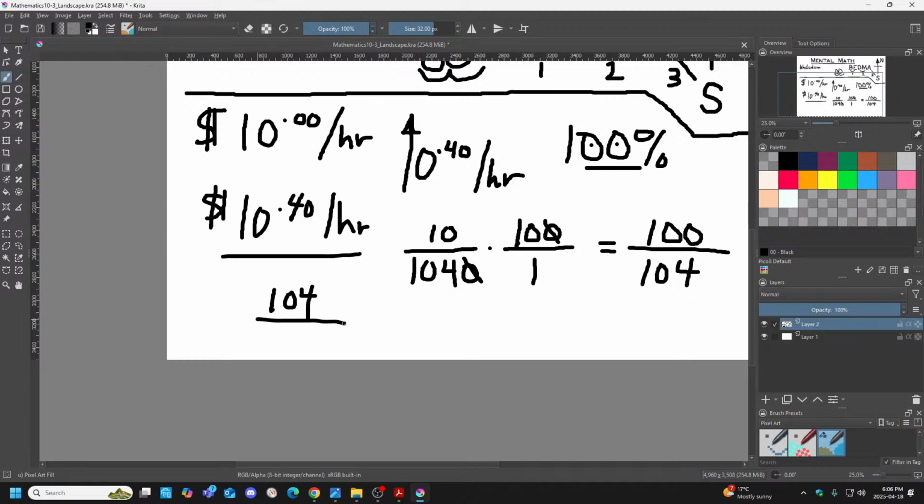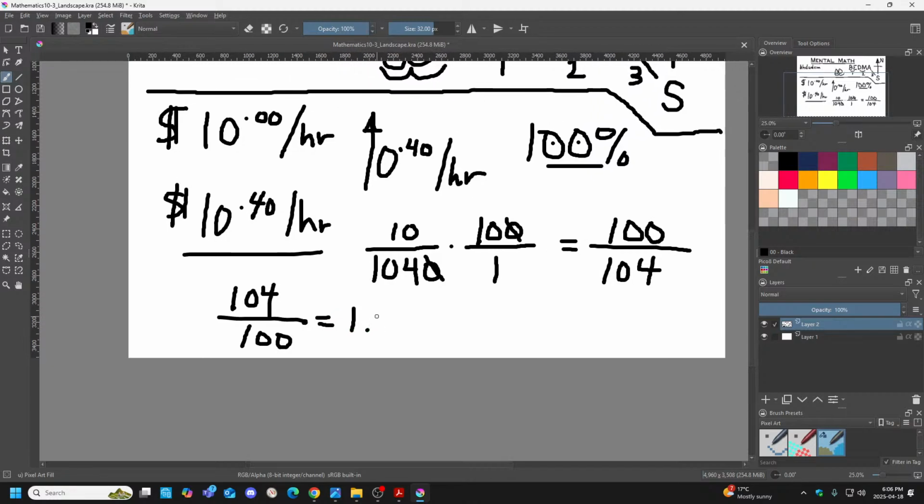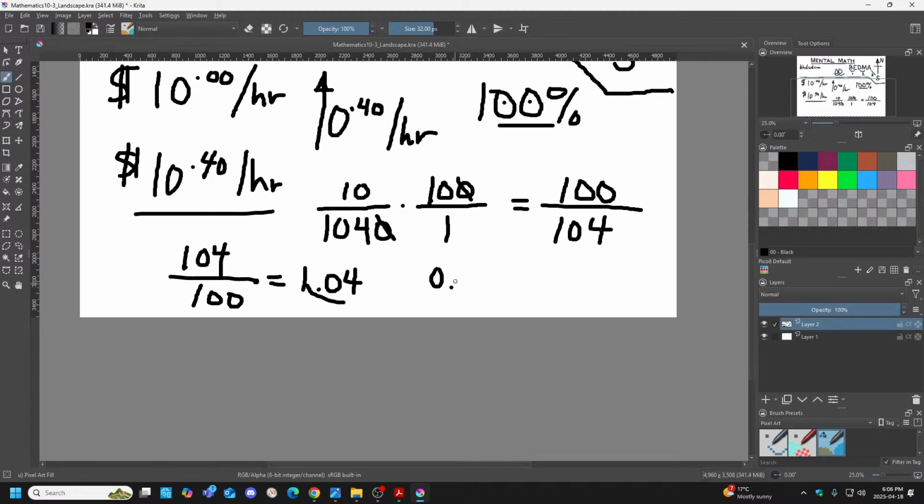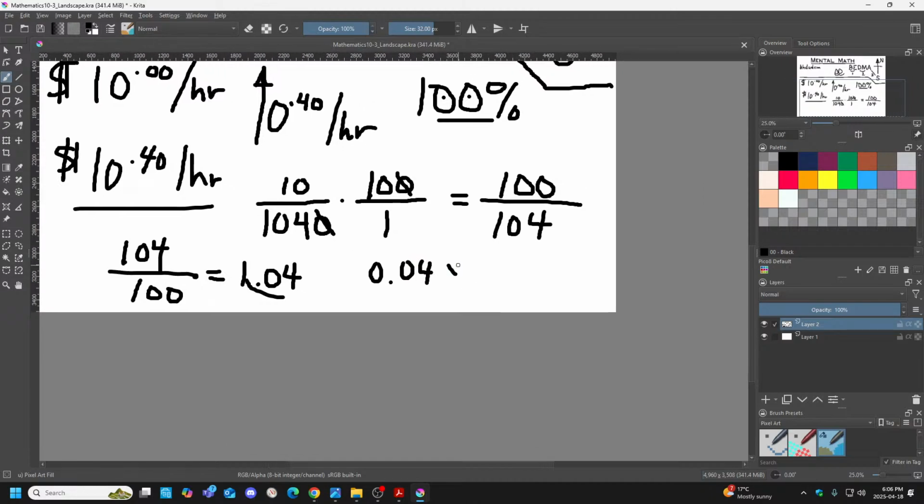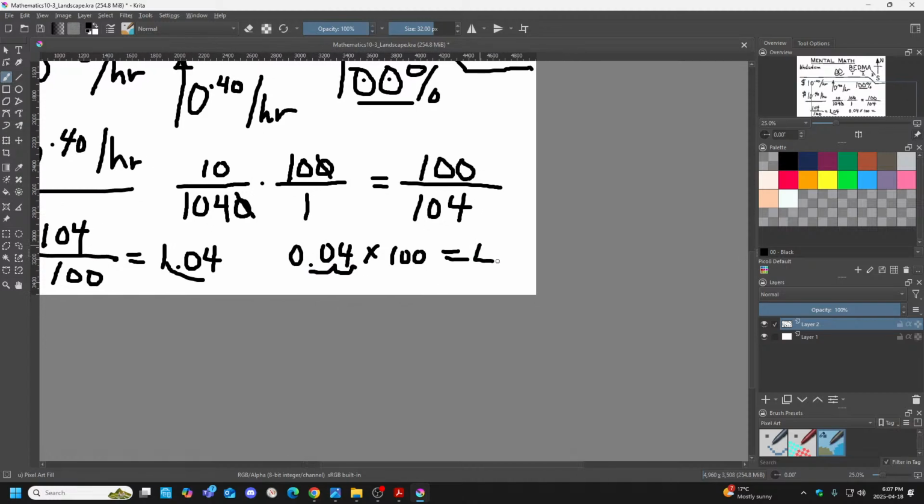104 divided by 100 gives us 1.04. So if we subtract that 1, we have 0.04, and then we multiply that by 100, which gives us the 4%, because we're taking now the decimal from here to here, which is 4.